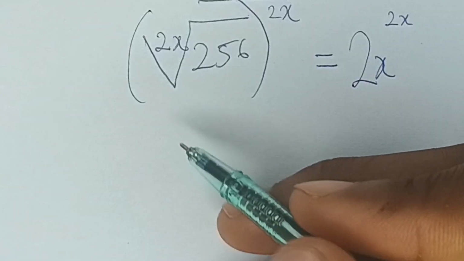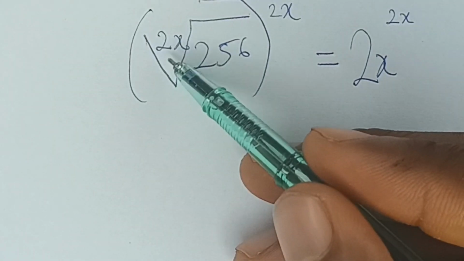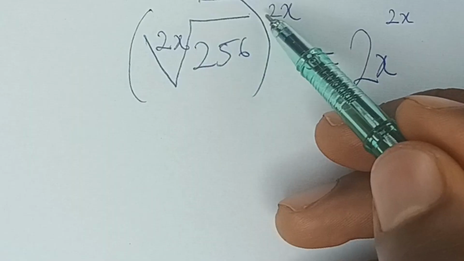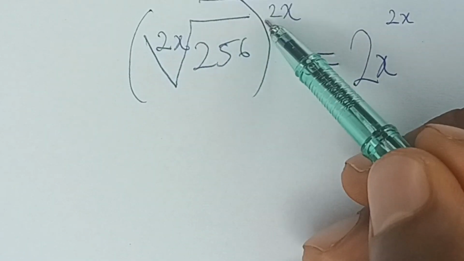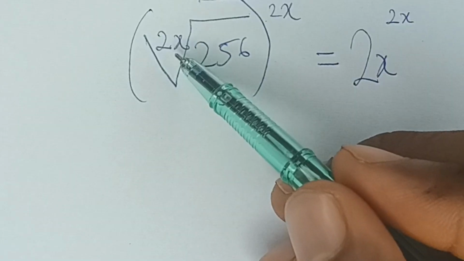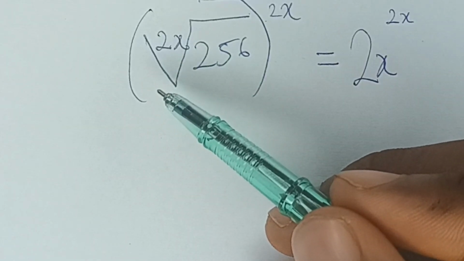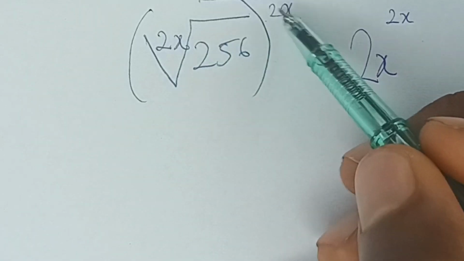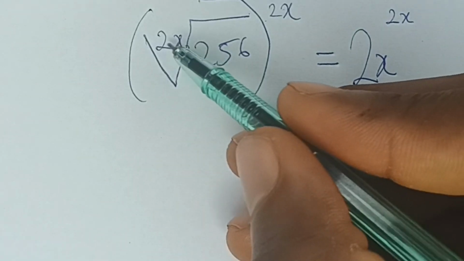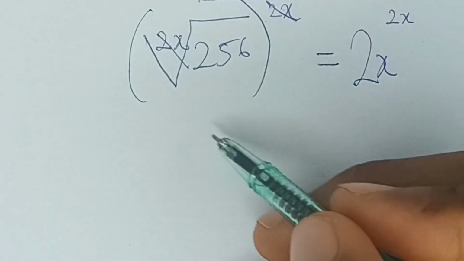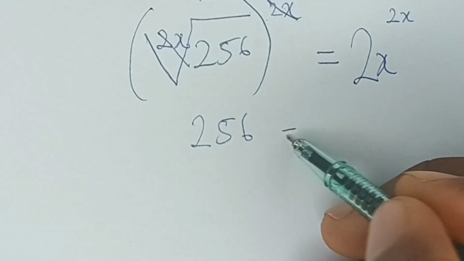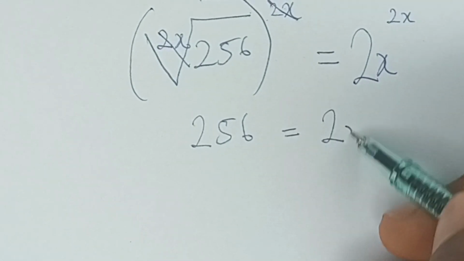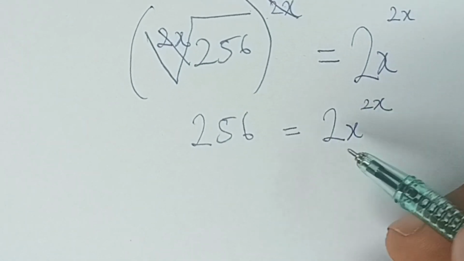Now, anytime you have the same number of roots and the same number of power, the power can annul the roots. Annul is just a fancy word for cancel. So the power can cancel the roots. So it means that this will go with this. So on the bottom line, I'm left with 256 is equal to 2x raised to power 2x.